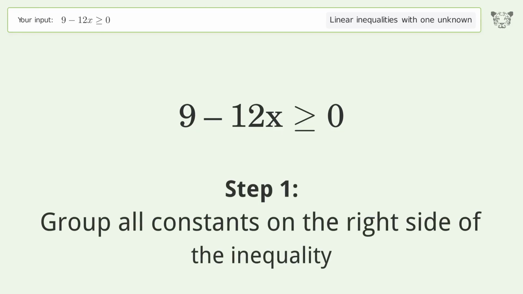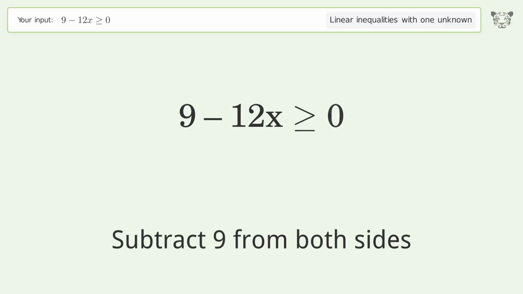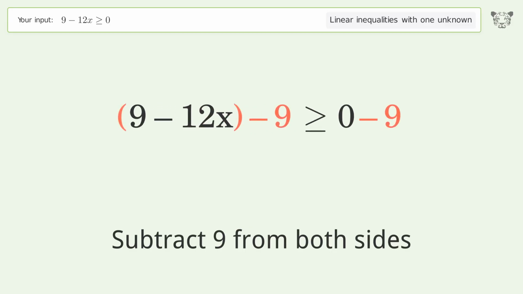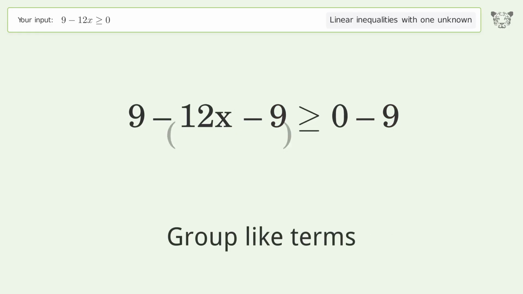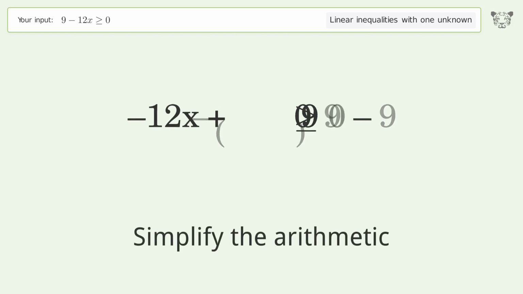Group all constants on the right side of the inequality. Subtract 9 from both sides. Group like terms. Simplify the arithmetic.